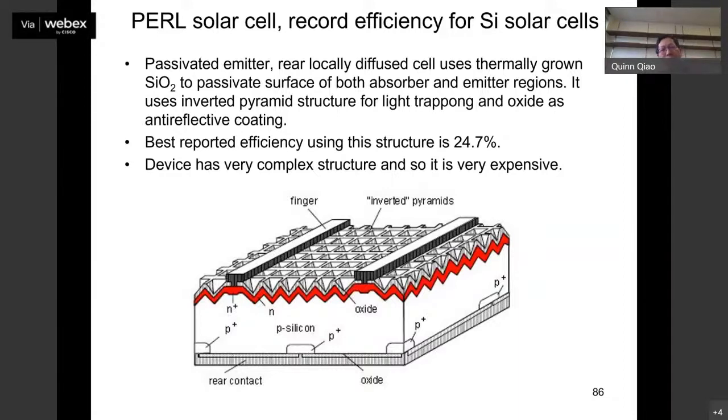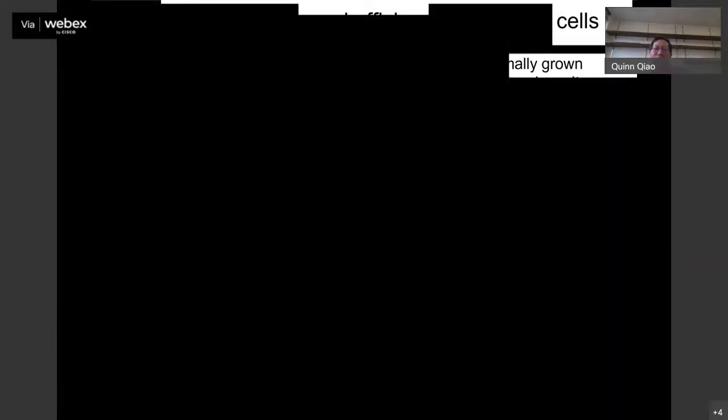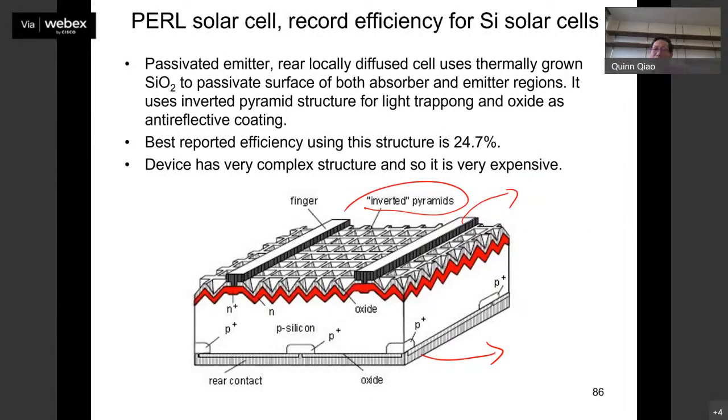So for these solar cells, you have the P plus, the back contact, and then, see what it is? Yeah, you have top contact and bottom contact. You have two contacts, okay? And then instead of the pyramid you often see, now it is the inverted pyramid, okay? Try to change the structure for light trapping and light scattering. Efficiency is about 24.7%.